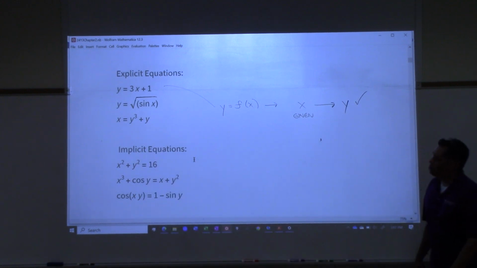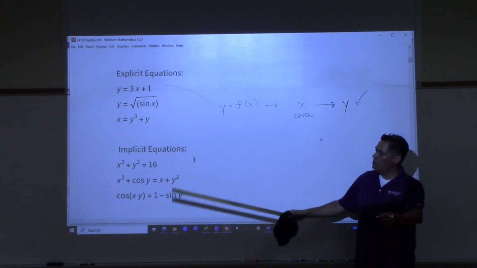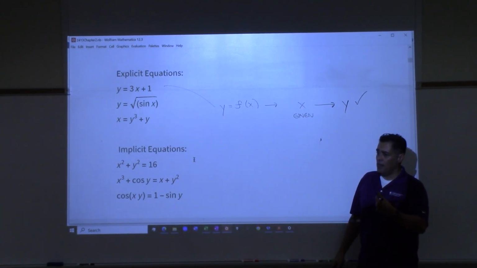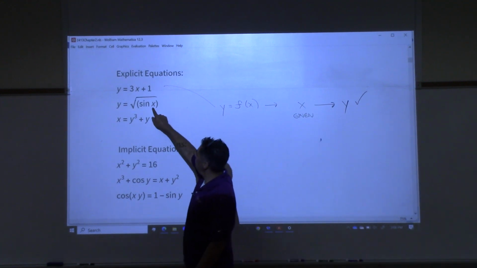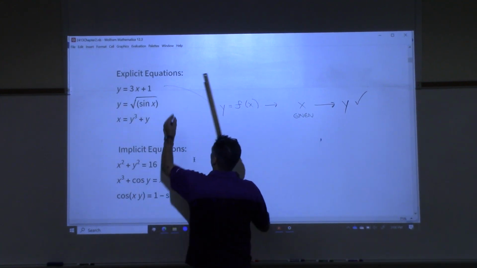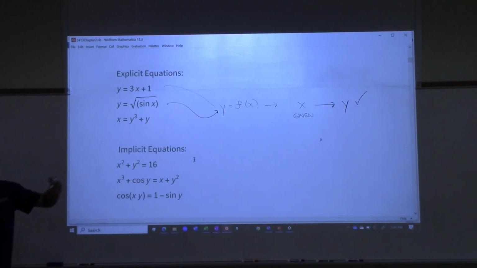All right, what about the next one? Is y a function of x here? If somebody hands me an x, can I then determine what the y is? Yes, right? I just plug x in, boom, and I can figure out what y is. So again, this one is also y is a function of x. Somebody gives me x, I can figure out what y is.